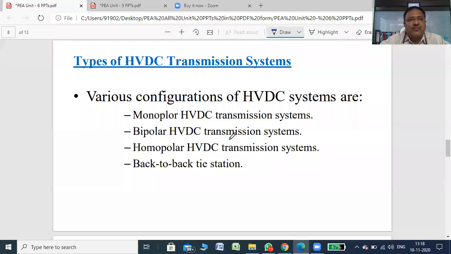So these are the types of HVDC transmission system: monopolar HVDC transmission, bipolar, homopolar.